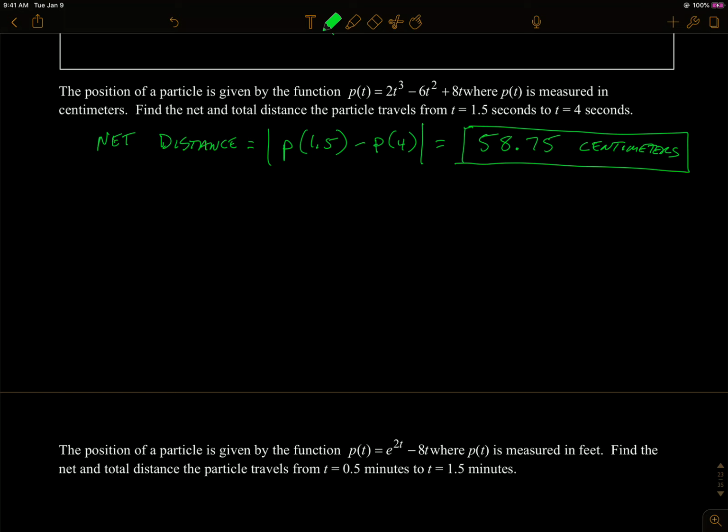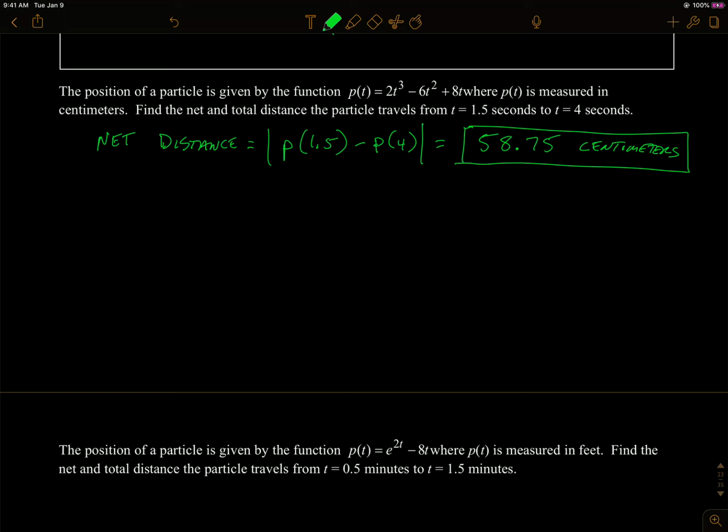Now we want to find the total distance traveled. So we've got to find any spots where the particle changes direction. That would be anywhere where the velocity changes from negative to positive or positive to negative. That means it all goes back to a derivative, a function and its derivative.